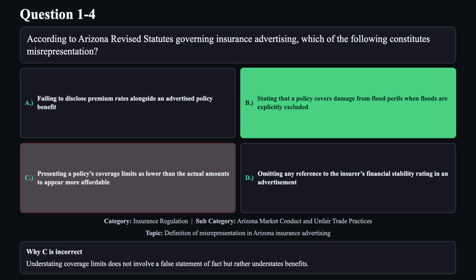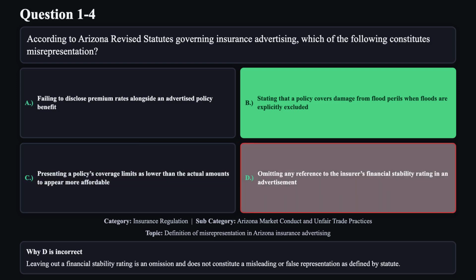Reason C is not correct. Understating coverage limits does not involve a false statement of fact, but rather understates benefits. Reason D is not correct. Leaving out a financial stability rating is an omission and does not constitute a misleading or false representation as defined by statute.